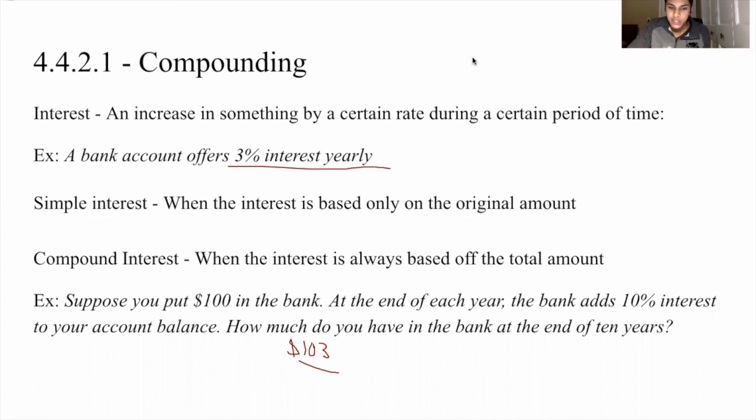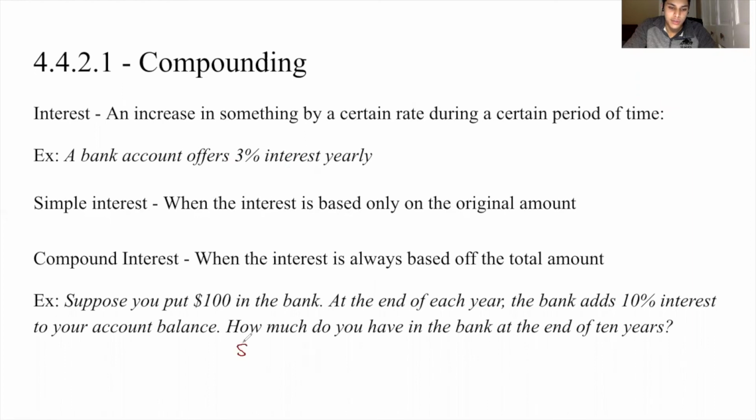So I actually have a question here about compound interest. It says, suppose you put $100 in the bank. At the end of each year, the bank adds 10% interest to your account balance. How much do you have in the bank at the end of 10 years? Okay, so if we were to solve this question with compound interest, it'd be a little bit more difficult.